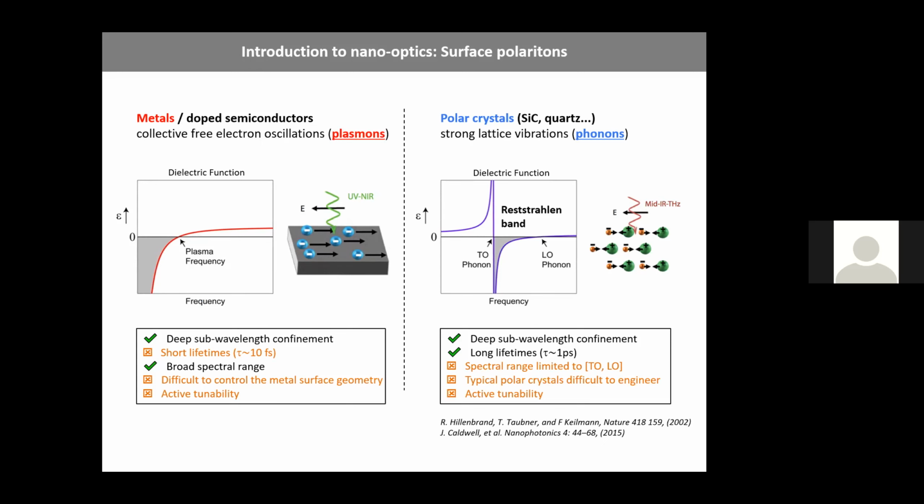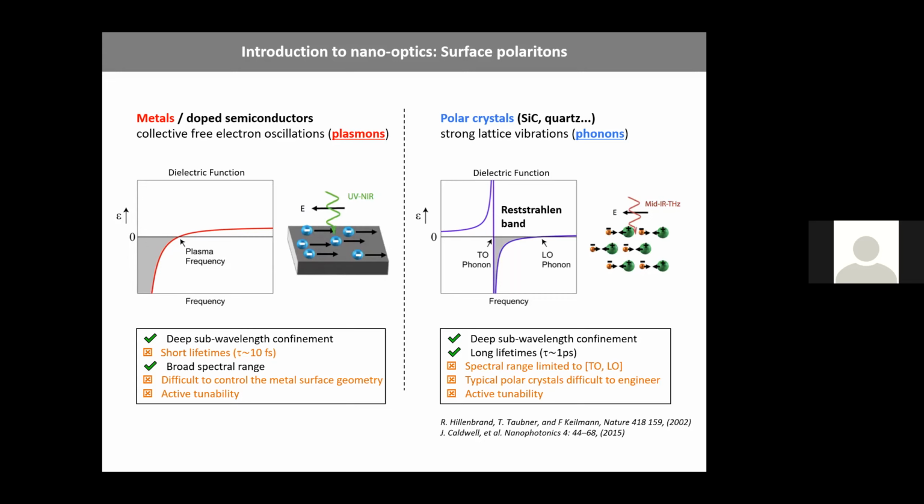The good thing is that now electron-electron scattering is not so important. Now it's phonon-phonon scattering. So in this case, the lifetimes of phonon polaritons are much longer, can reach 1 picosecond and even longer. The bad thing is that the broad spectral range of plasmons is lost, and now this negative permittivity in the infrared only happens between TO and LO, the optical phonons, transversal and longitudinal. So we are restricted to narrow spectral ranges.